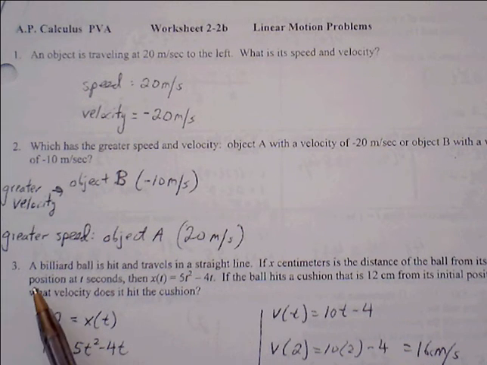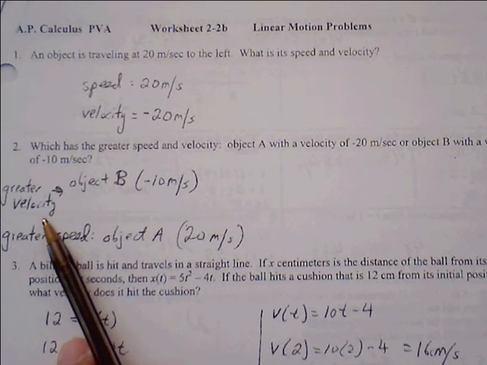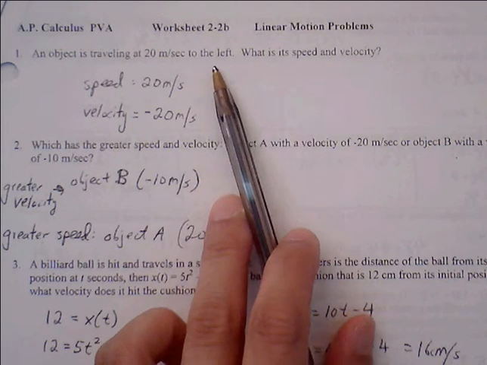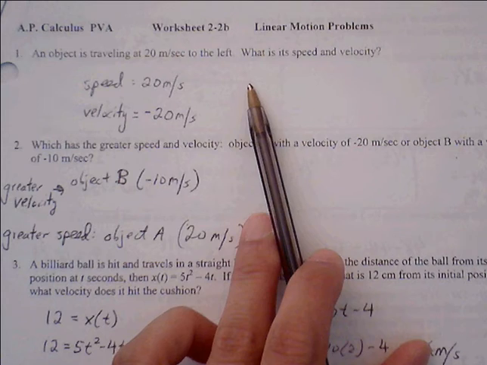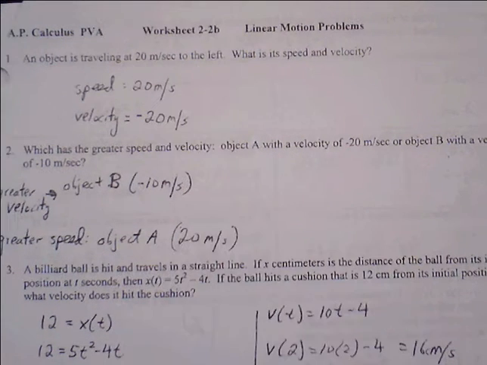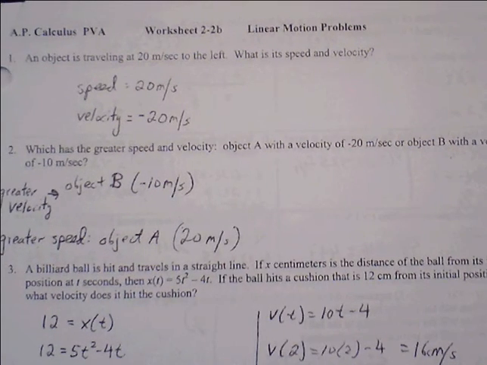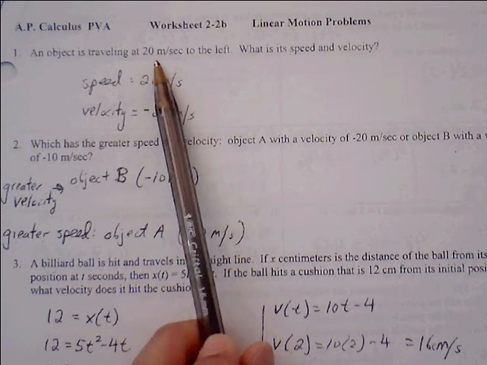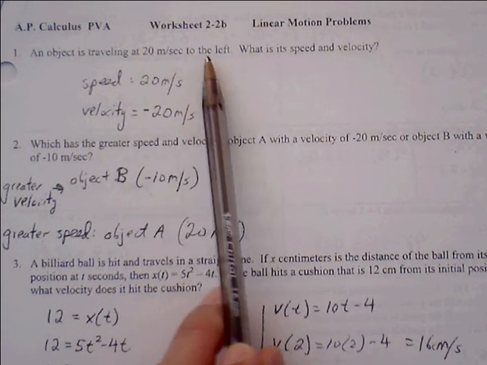This is the PVA Position Velocity Acceleration Worksheet, Chapter 2.2. This worksheet covers linear motion problems. So let's look at number 1. An object is traveling at 20 meters per second to the left. What is its speed and velocity? So 20 meters per second to the left.